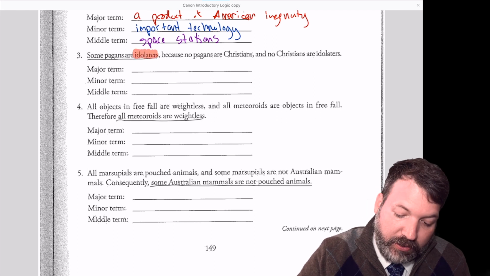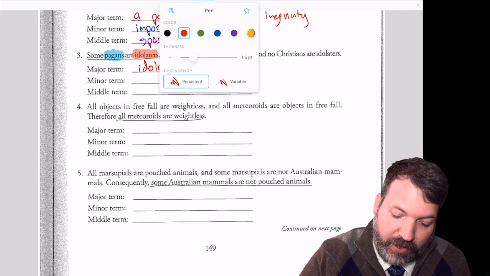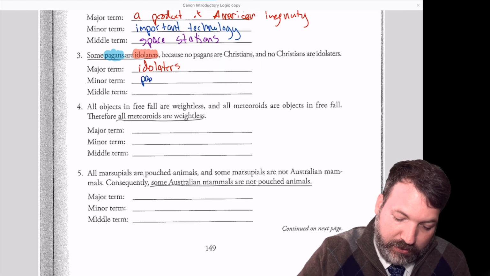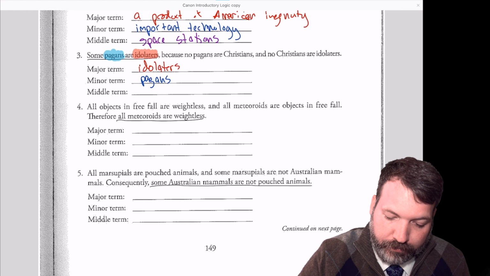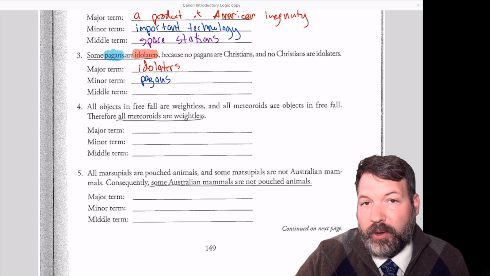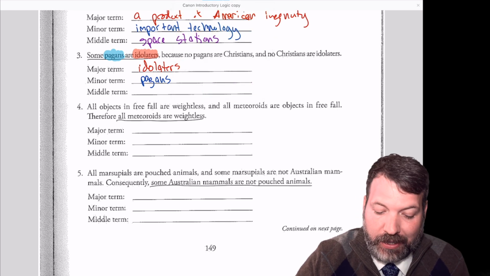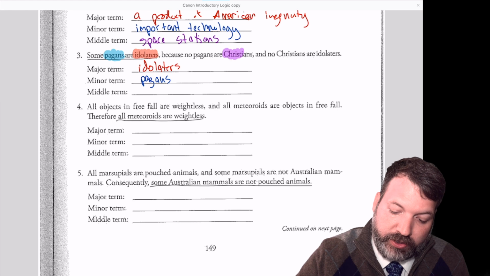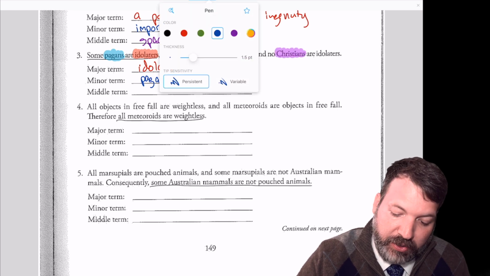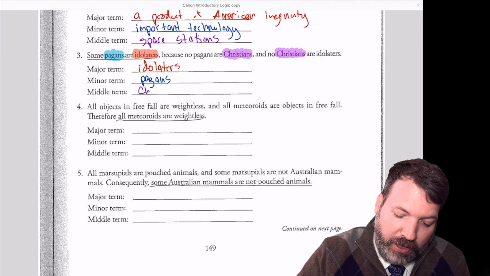Idolaters is the predicate there, so idolaters will be the major term. Pagans is the subject of that conclusion, so that's what tells us that pagans will be the minor term. And finally, what term appeared elsewhere in the argument but not in the conclusion? Christians, right? I can see Christians in both of these premises, but they were not in the conclusion, and so that must be the middle term, Christians.